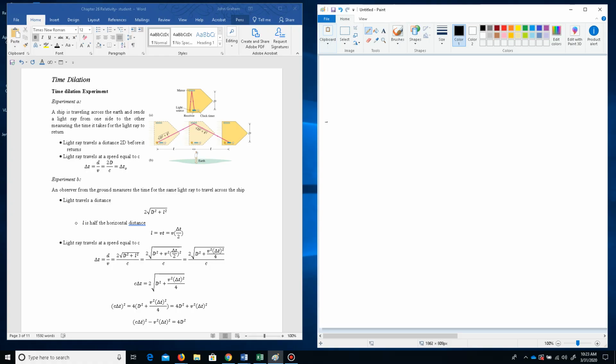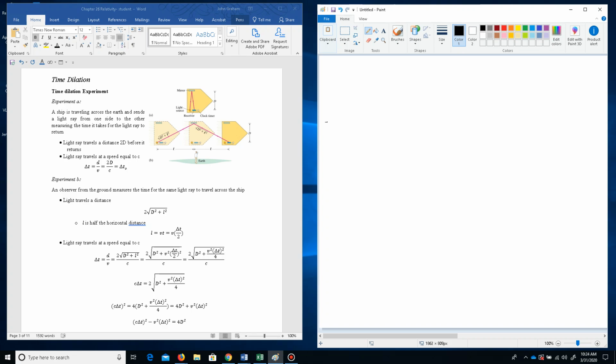Right, so the light ray really is just going across the ship. Assume that this ship is at rest. It's going across the ship and then back to the receiver. But if the ship is moving, it's going across the ship, but to get across the ship, it has to follow this path because the ship is also moving. So it follows this path as it goes across the ship and then back to the receiver.